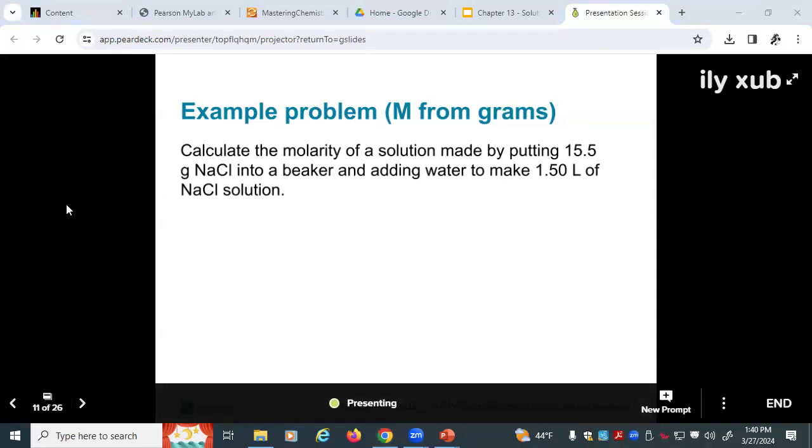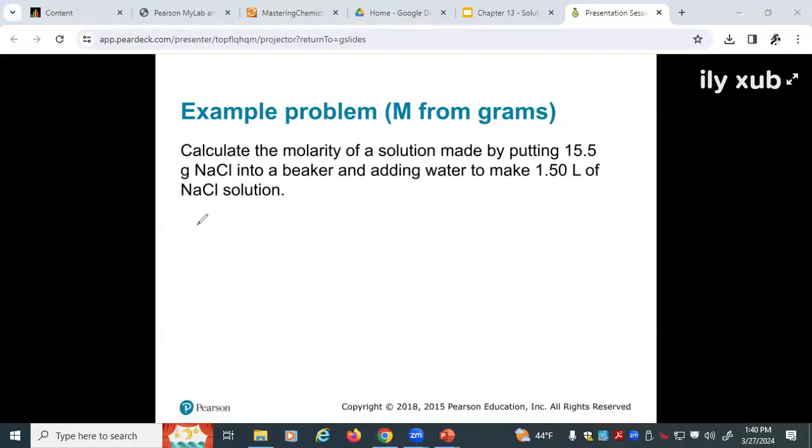For molarity problems, it's really important to remember what we're striving for. We want moles of sodium chloride divided by liters of solution. Now we already have the liters of solution. That part was given to us in the problem. What we don't have are moles. What we have instead are grams.